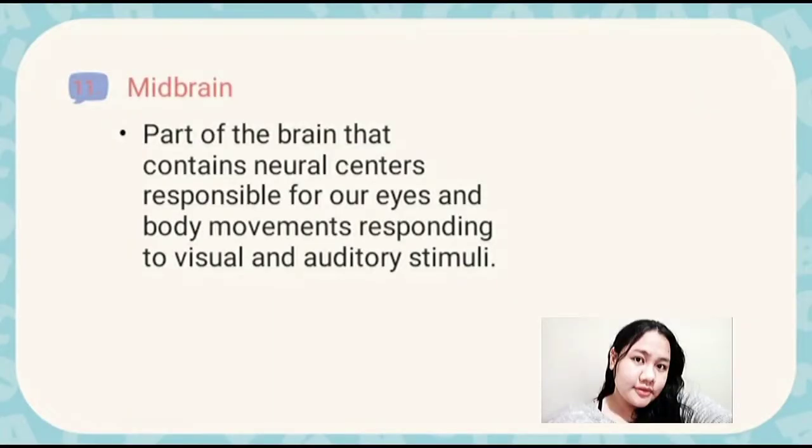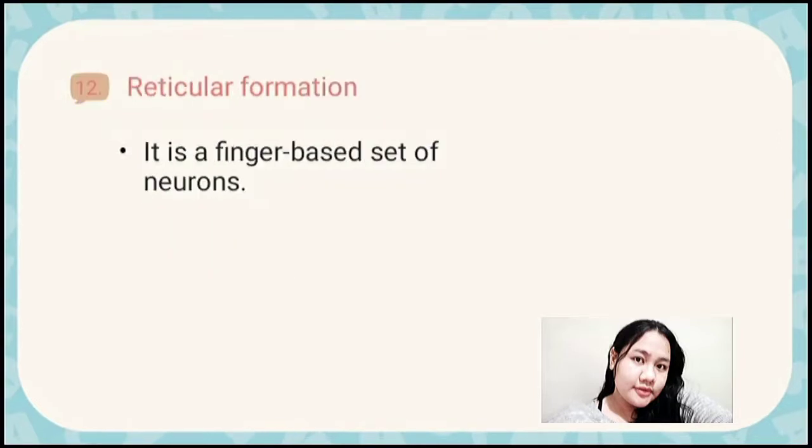Midbrain is also known as mesencephalon. It is the part of the brain that contains neural centers responsible for our eyes and body movements responding to visual and auditory stimuli. This tiny but mighty structure plays a crucial role in processing information related to hearing, vision, movement, pain, sleep, and arousal.